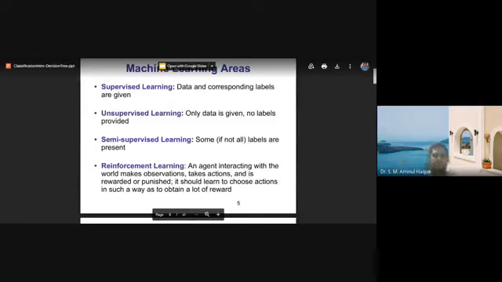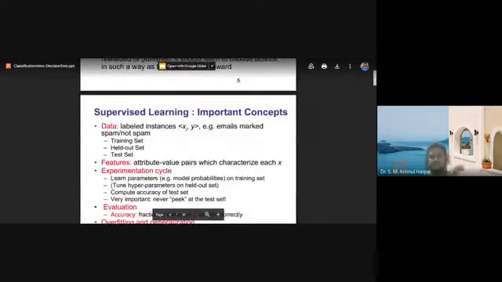Okay. So what is supervised learning? In supervised learning, basically, the target level is known. In unsupervised learning, the target level is not known. That's what we have seen in our early classes. Okay.